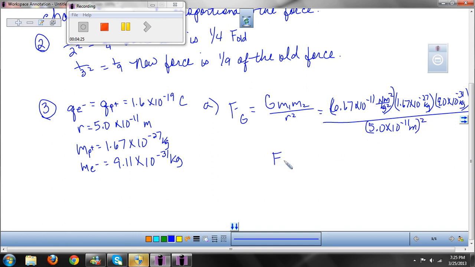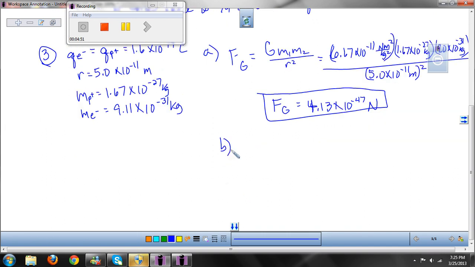So the force of gravity I got was 4.13 times 10 to the minus 47 newtons. And you might get something a little different right there because when I did the math, I actually did 9.11. So that's what I was trained to use as the mass of the proton, or electron. Okay, so there's our universal gravitation, force of gravity.